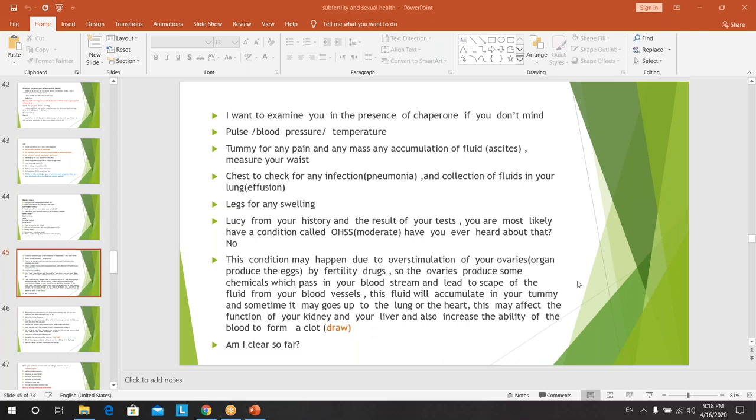You can draw the ovary. Here is the ovary. It will be overstimulated. Chemicals will go to the bloodstream. Escape of the fluid from the blood vessels accumulates in your tummy like that. Goes to your lung like that. You can draw in every station. It will raise your mark. Am I clear so far?